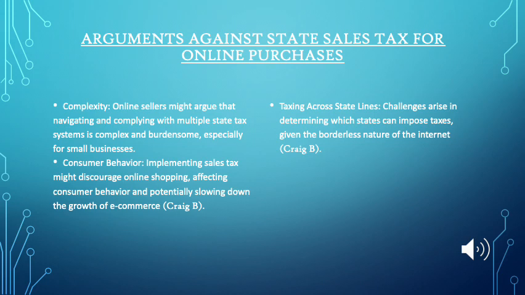The recommended approach involves balancing fairness and growth in online commerce. A streamlined system, possibly through federal legislation, could address complexity issues while ensuring revenue for states, minimizing impacts on small businesses and consumer habits. Collaborative efforts between states, federal authorities, and online platforms are key to establishing a fair and manageable tax system for all involved parties.